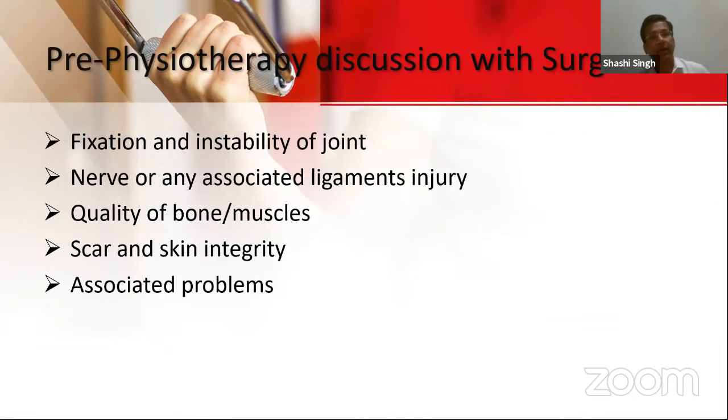The first thing I asked the surgeon was whether there is any joint instability, whether the fixation is good, and whether there is any nerve injury like ulnar nerve or any associated ligamentous injury. It all was fine. The quality of bone and muscles is also good. The scar is healthy and skin integrity is good. There is no associated problem such as blood pressure or diabetes; since he's quite a young patient, he's totally fine.